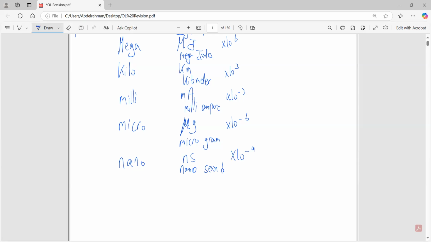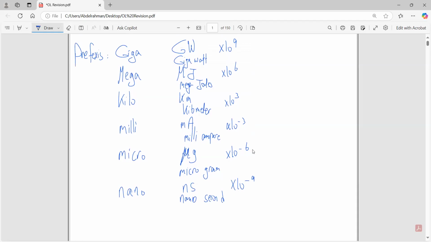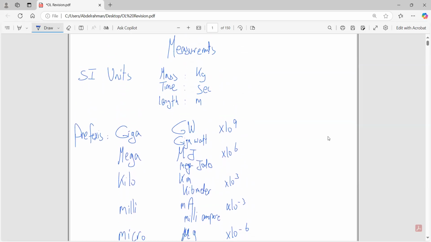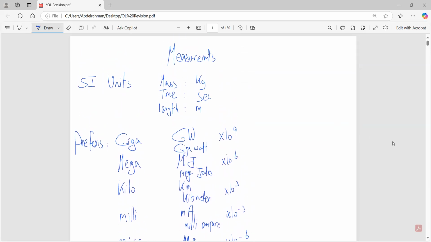We have 6 basic prefixes that we use: giga, mega, kilo, and then going smaller, milli, micro, and nano. So these are the prefixes, and these are the SI units that we are going to be using throughout our syllabus.